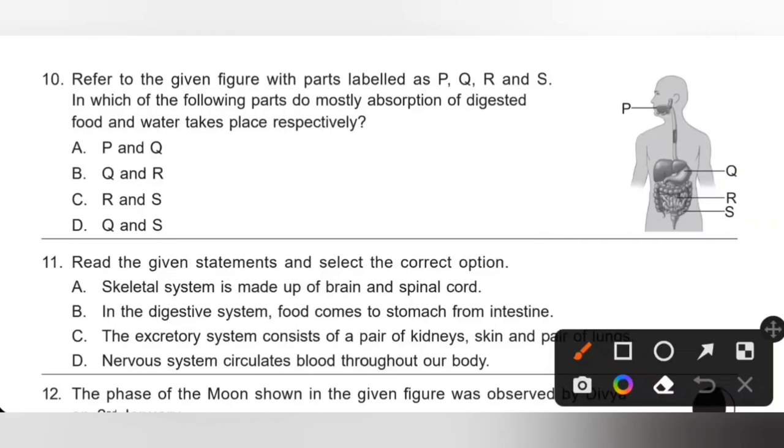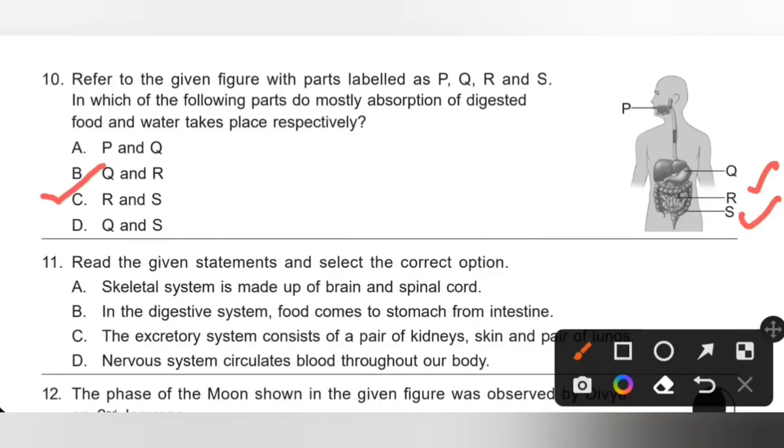We know absorption of digested food takes place in the small intestine and absorption of water takes place in the large intestine. So, R is the small intestine and S is the large intestine. So, R and S. Option C is the correct answer.